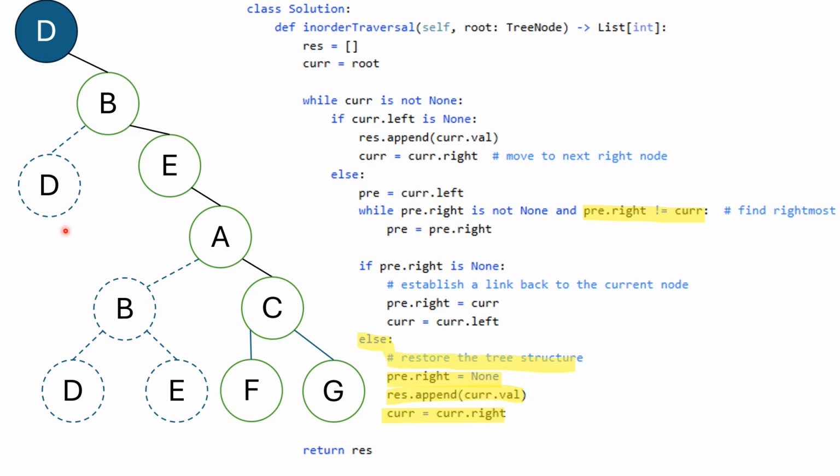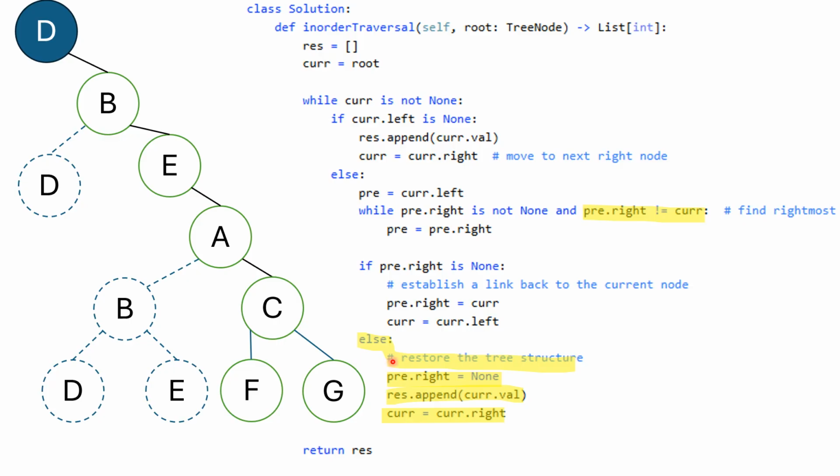The left side of the B is D, so this is the pre, while pre.right is not none and pre.right is not equal to current. But actually, if you notice, the right side of D is B, which equals current, so it won't keep traversing. It will break this while loop. Once it breaks, we know that pre.right is not none because the right of D is B, so it will go to this else statement.